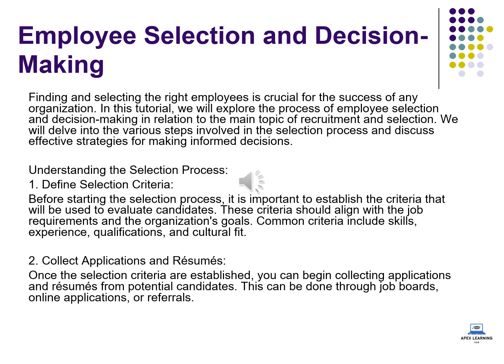1. Define selection criteria. Before starting the selection process, it is important to establish the criteria that will be used to evaluate candidates. These criteria should align with the job requirements and the organization's goals. Common criteria include skills, experience, qualifications, and cultural fit. 2. Collect applications and resumes. Once the selection criteria are established, you can begin collecting applications and resumes from potential candidates. This can be done through job boards, online applications, or referrals.